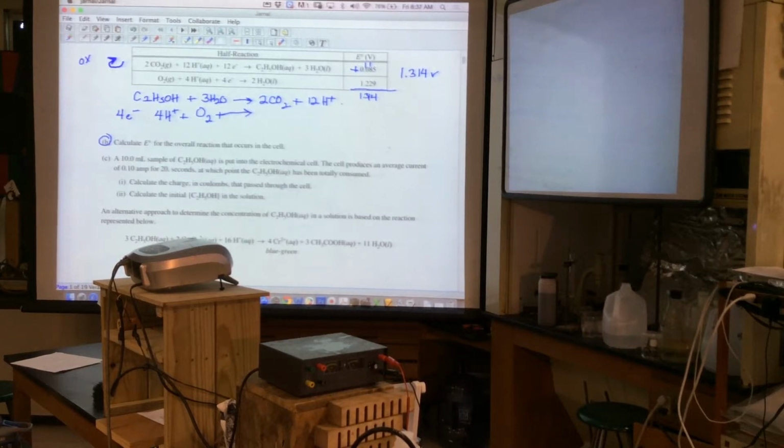We have 12 electrons. No, Mr. Krusty. This is 4, and of course this makes 2 H2Os. Okay.